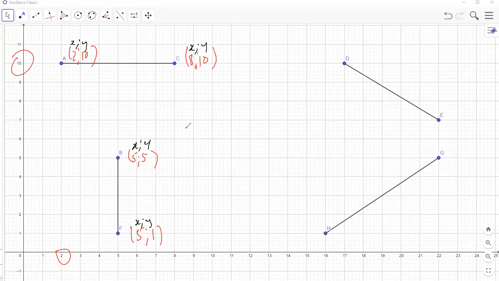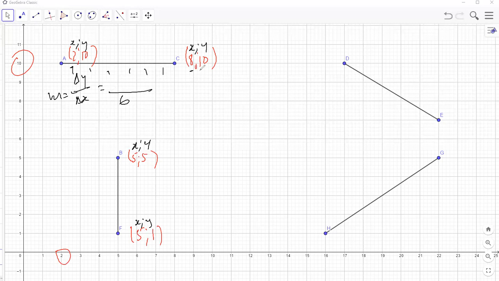Now, the question then is, what will be the gradient of this line? Let's go back to our definition. Changing y over changing x. We know gradient is that ratio, okay? Now let's look at the coordinates. X here is 2, x there is 8. Is there a change? Definitely there is a change. What is the change? If we look at 8 minus 2, it is 6, okay? Or you could have counted 1, 2, 3, 4, 5, 6, okay?